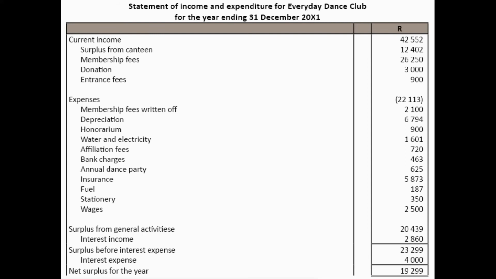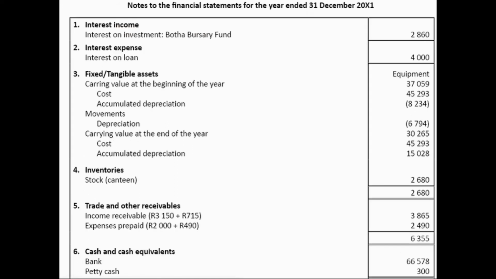And then the interest expense, there was also an adjustment regarding that interest expense. So the amount that you transfer to the income and expenditure account is 4,000. Okay. So if you deduct that interest expense from your surplus before interest expense, you get a net surplus for the year of 19,299.